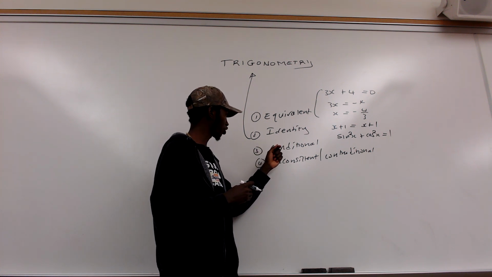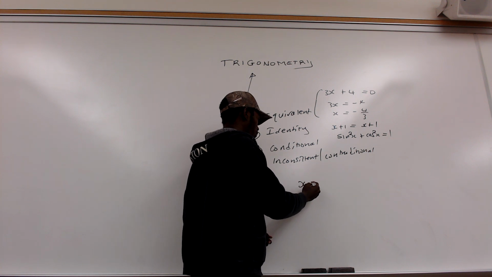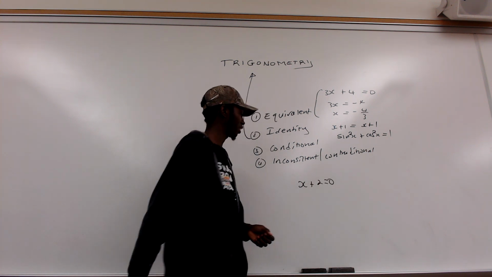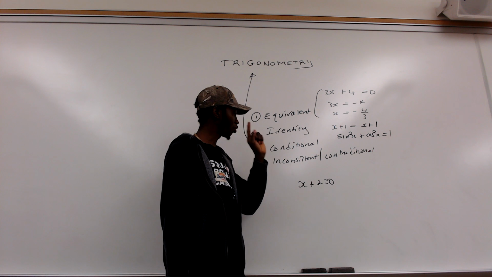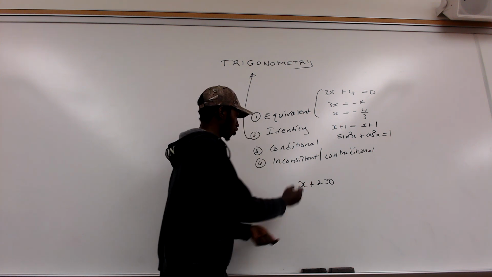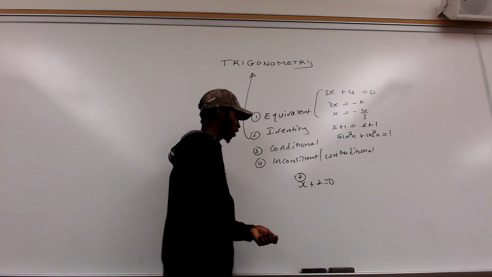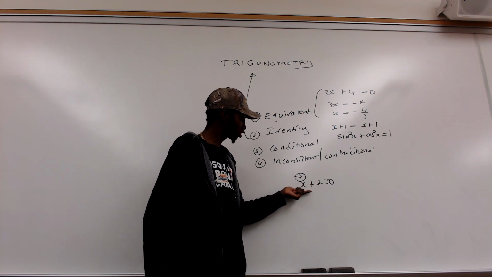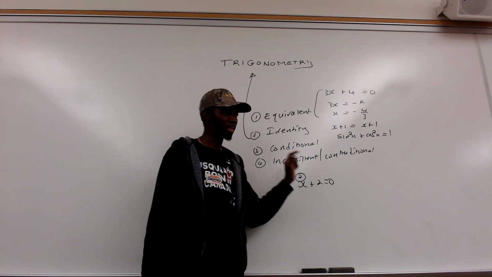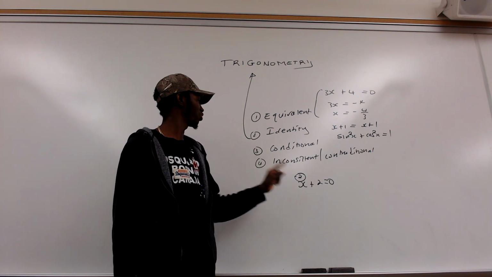An example of a conditional equation: we can have x plus 2 equals 0. It is a conditional equation. The only value of x that will make this equation true is minus 2. There is no other value you can substitute here that will make the statement true. So the only value there is minus 2.